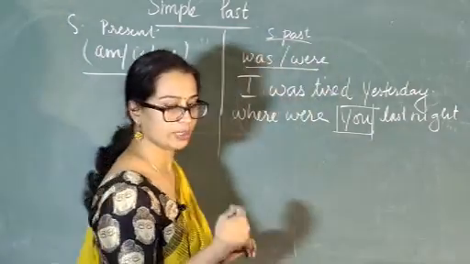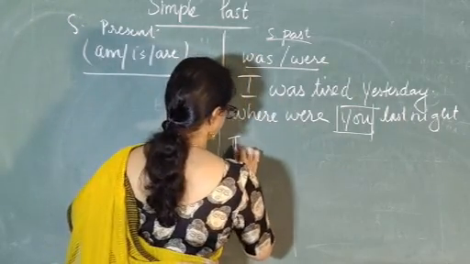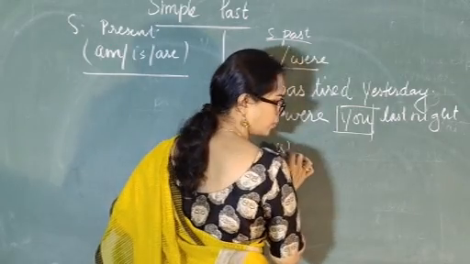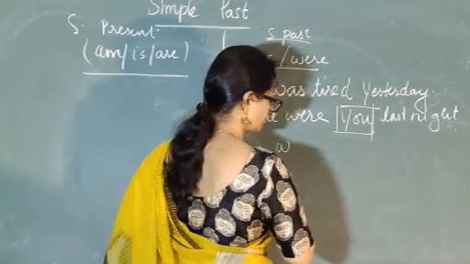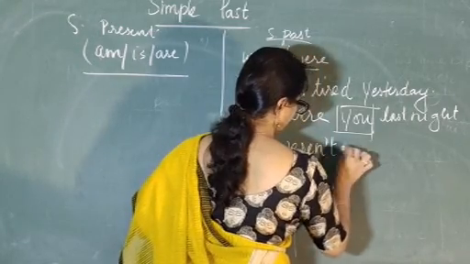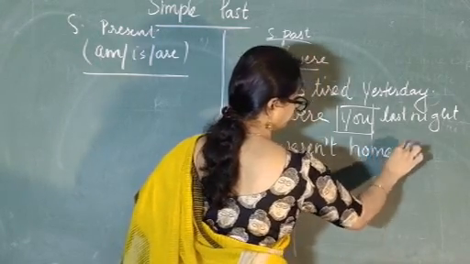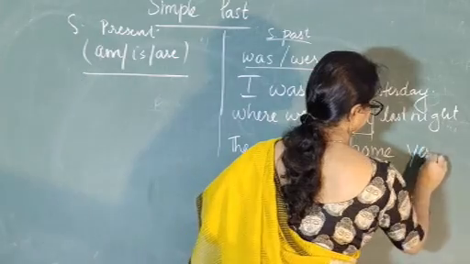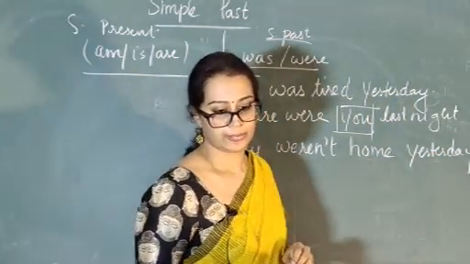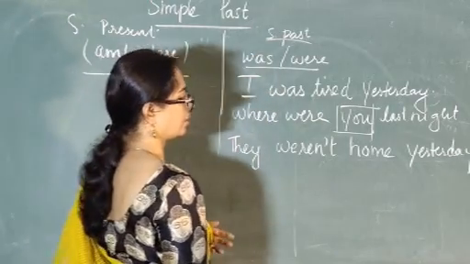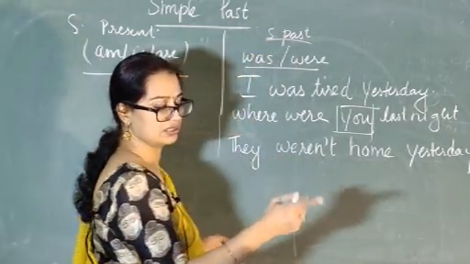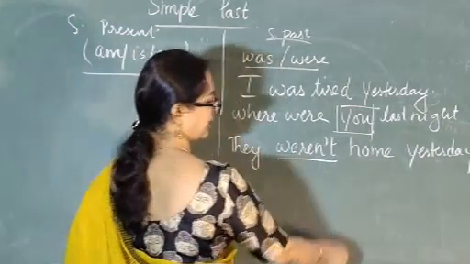And with a negative sentence, I'll use the verb contraction. I don't have to teach you verb contractions because you are college students. You have already learned that in your smaller classes. You weren't home yesterday, or you weren't here yesterday. So weren't is were plus not, which makes it a negative sentence.